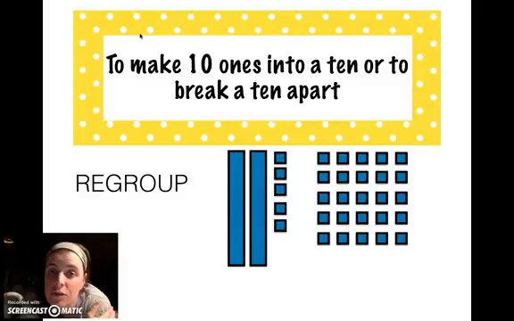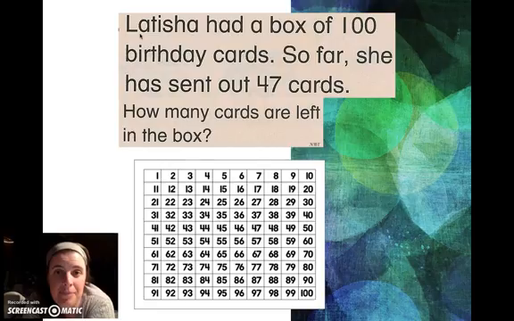And this is really useful when we're adding and subtracting to be able to regroup, especially when we're subtracting. We're able to regroup numbers in order to borrow from different place values in order to subtract. So congratulations if you got that vocabulary word.